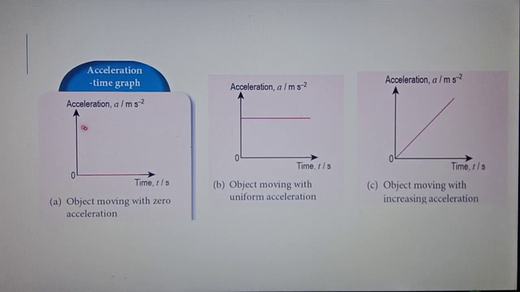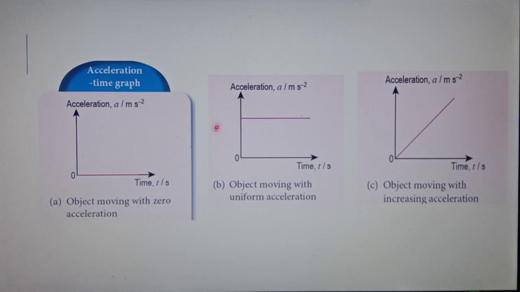Okay, the third graph, acceleration against time graph. Look at the first graph. The value of A, or acceleration, always equals 0, meaning the object does not accelerate. So the object is moving with 0 acceleration, or we can also say it has uniform velocity. So no change in velocity, so 0 acceleration.